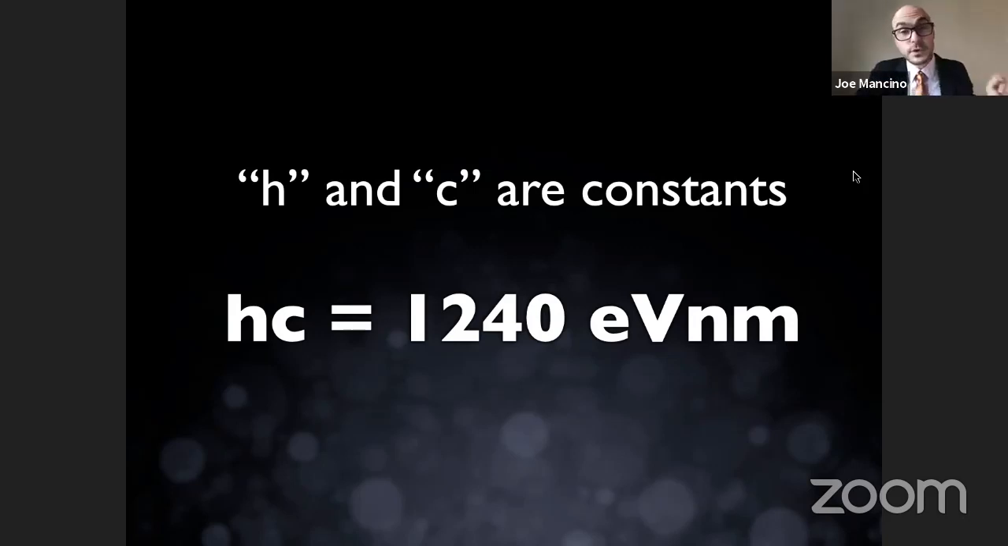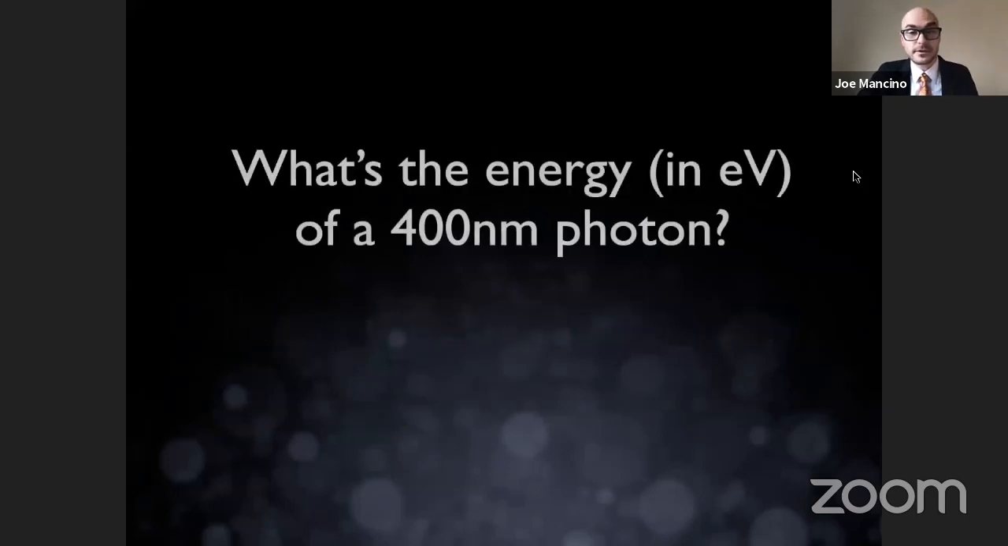That is a super useful number that you're going to want to write down. Planck's constant times the speed of light in useful units, those little units we talked about yesterday. h times c is 1,240 electron volt nanometers. Did you write it down? If you did, you'll be able to answer this.